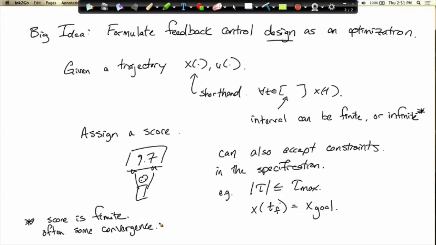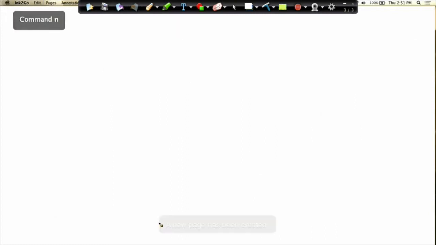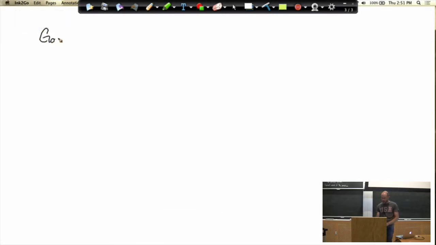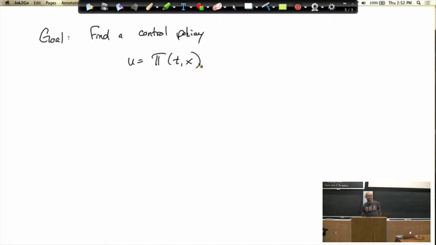And then once you have this formulation of giving a score, the goal of the optimization in general is to find a control policy, which, in general, is a feedback controller. You see my reinforcement learning background with when I use Pi for my controller. So, in general, we've got some feedback controller that minimizes or maximizes my score.